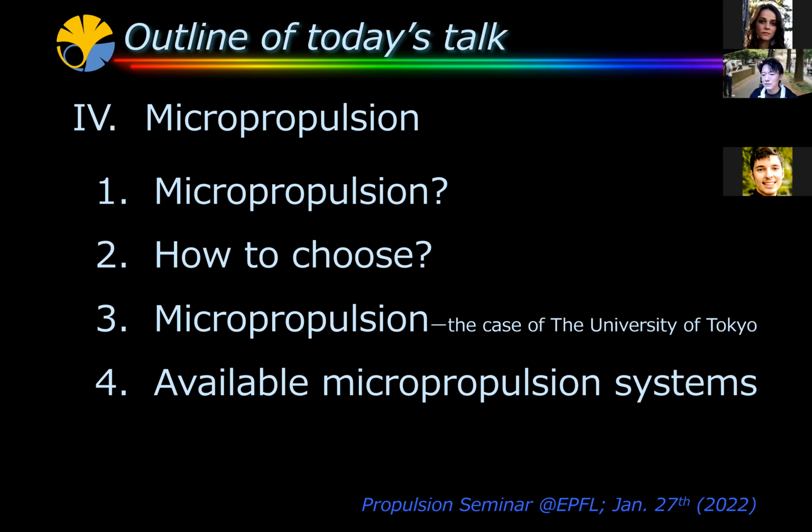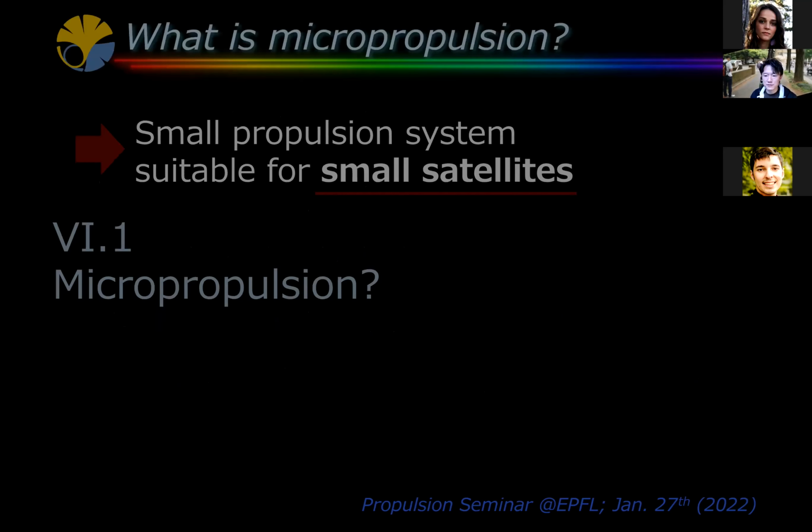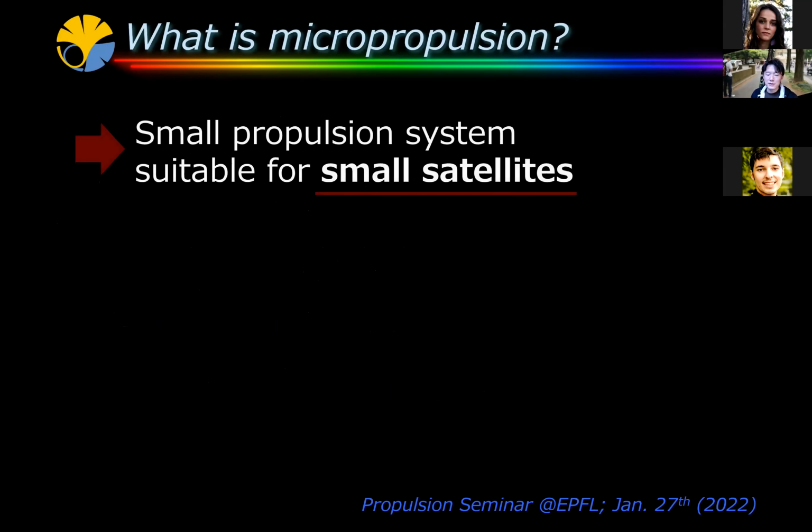Okay, so let's start from the very basic question: what is micropropulsion? Its definition is very, very simple. It's a very small propulsion system, especially suitable for small satellites. So to understand micropropulsion, first we have to understand what a small satellite is.